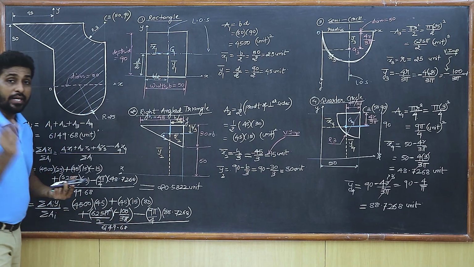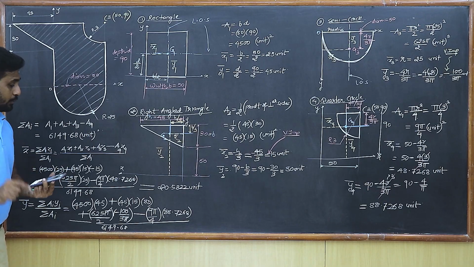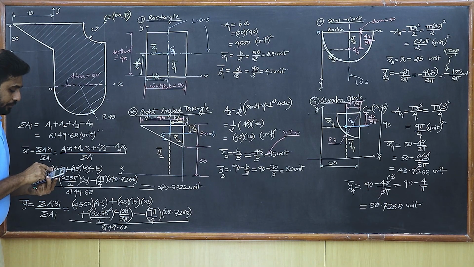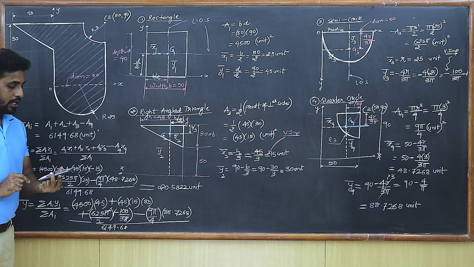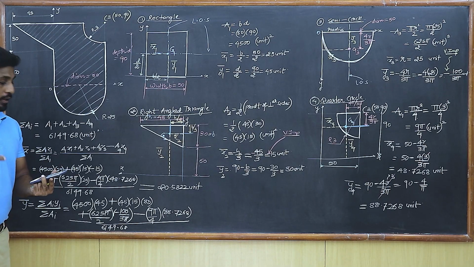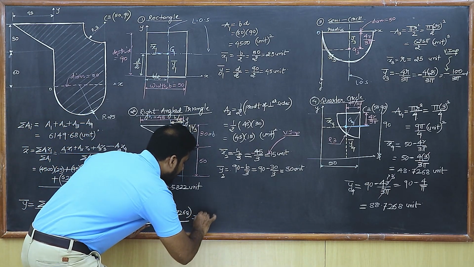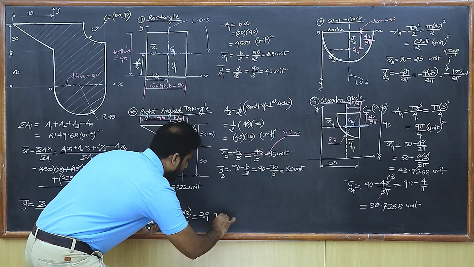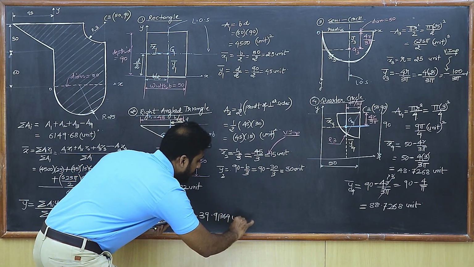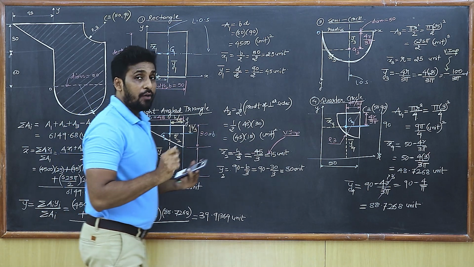Again, there is a negative sign, so be extra careful now. Minus, again, let's put a small bracket. You have 9 pi multiplied with 88.7268. This gets divided by 4. Close the bracket. You get some answer. This answer needs to be divided by 6149.68, isn't it? That's summation of ai. So the answer comes 39.91364. So I'm going to write my answer here as 39.91364 units. So students, I've got my answer, isn't it?